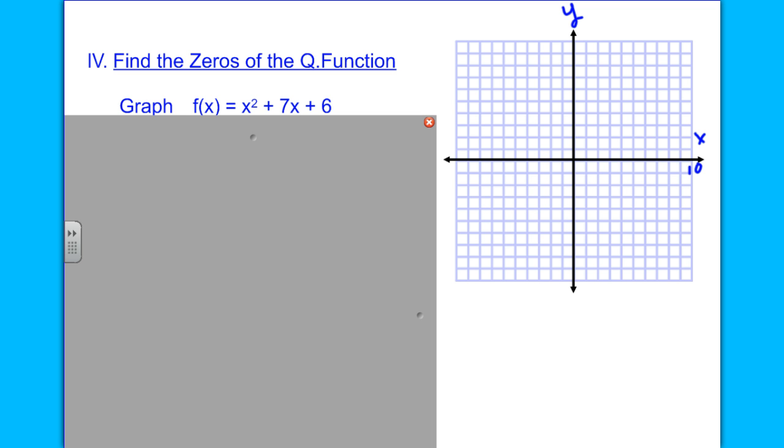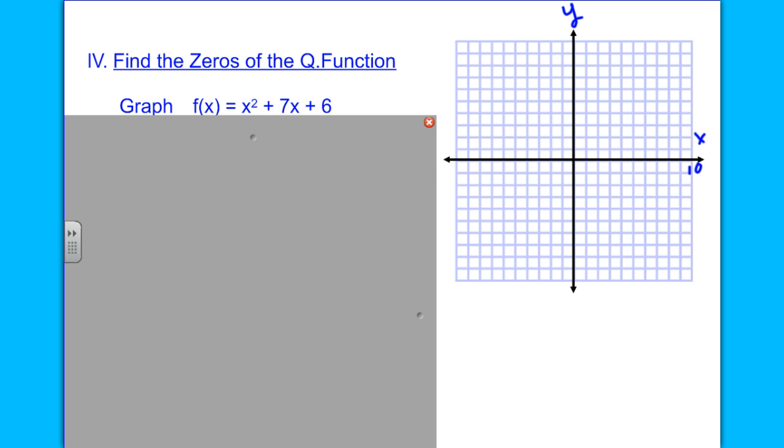So if you're going to find the zeros of the function, what do we do to set this equation up? We could write y equals x squared plus 7x plus 6. We could write that. But ultimately, if we're going to find the zeros, what do we do? Jimmy? We plug in 0 for the f of x, which is the y, right? You just plug in 0.